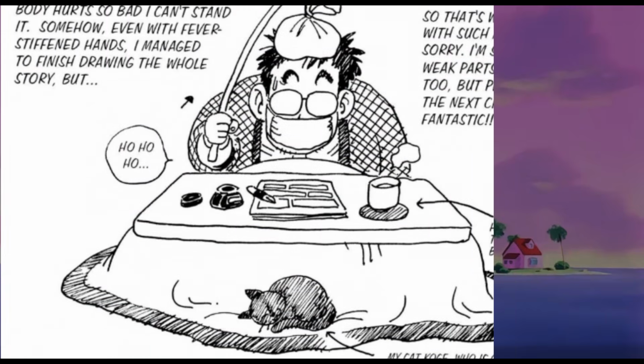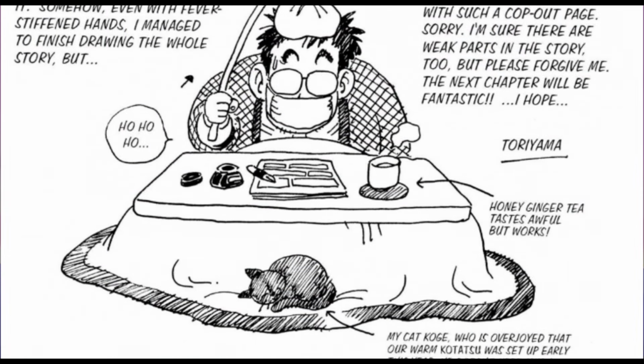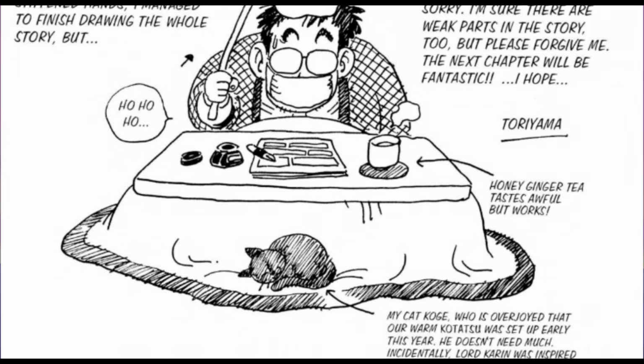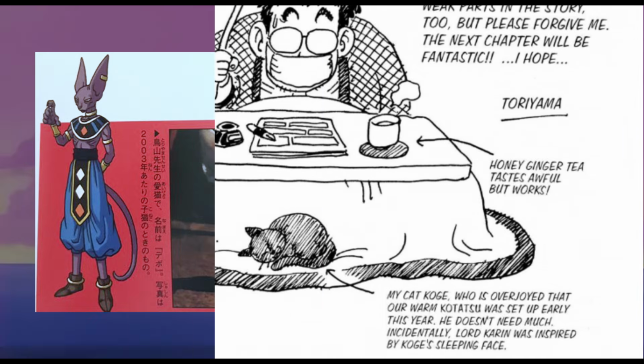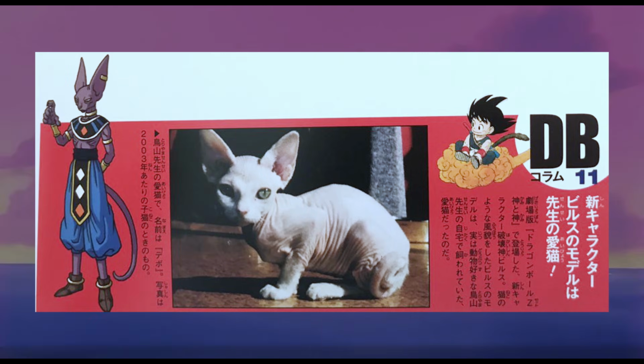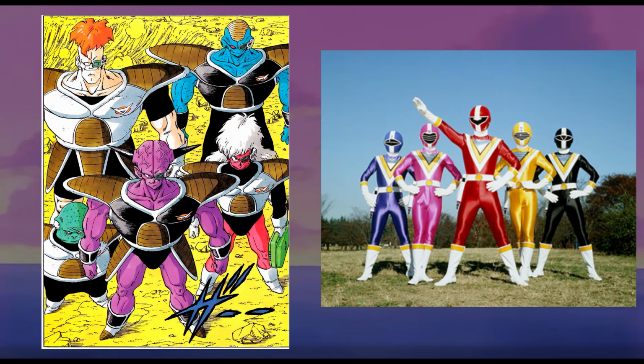And of course, there may be outside influences that inspire his design process, such as his sleeping cat Koge, which was the inspiration for Korin's design, and a similar case with Beerus, who is based off another cat he had, or Sentai Heroes, which were the inspiration for the Ginyu Force.